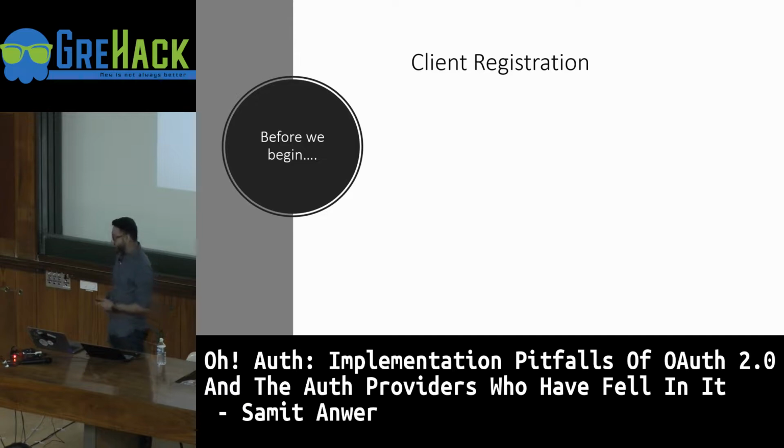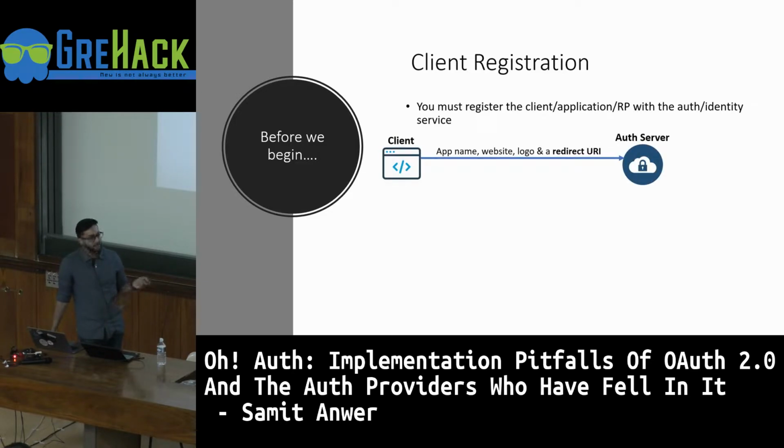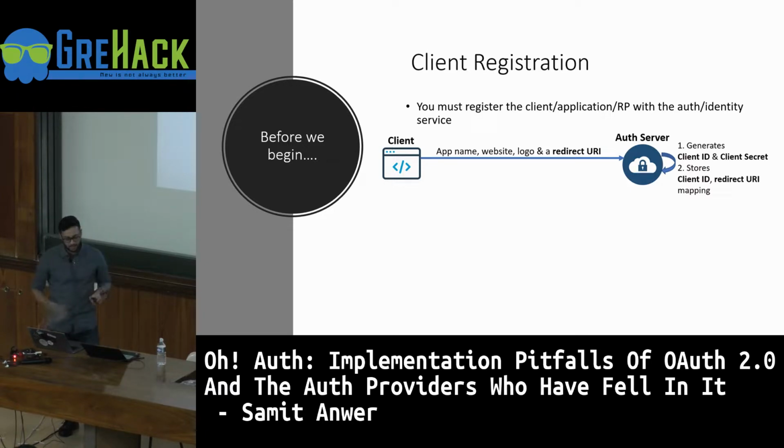So we also need to understand that before the entire OAuth flow starts, the authorization server also needs to know what all client applications are going to interact with it. And this is a mandatory step called client registration, which is required before proceeding with the OAuth flow. So what happens in this step is that the client tells the auth server that, see, I'm going to try and authenticate using your service. So here are my details. Just register me for your OAuth flow. So the client communicates application name, website, and the redirect URI to the auth server. The auth server generates the client ID and the client secret for the client.